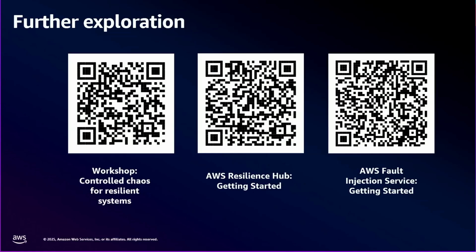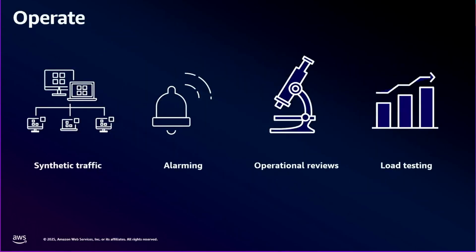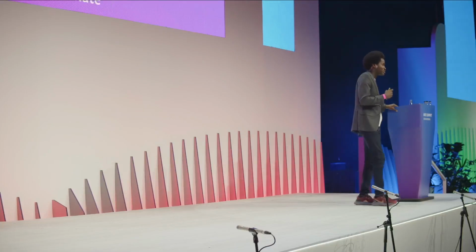So let's go to the operate phase. So now you've tested your hypothesis. You're now running your application. You have some confidence that it can meet the resilience goals that you have under certain failure modes that you've tested for. The operate phase is where you're doing things like using synthetic traffic to simulate your customer experience on your applications. This is where you're implementing alarming to inform your teams when something goes wrong with your applications, when your application is not meeting your customer's experience.